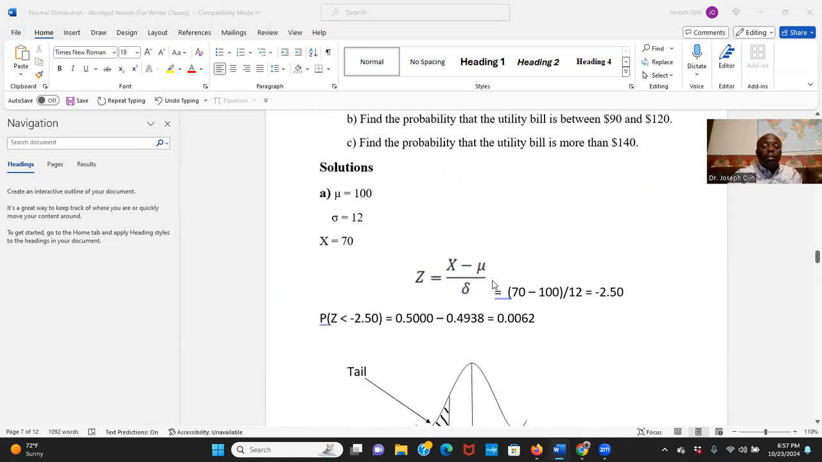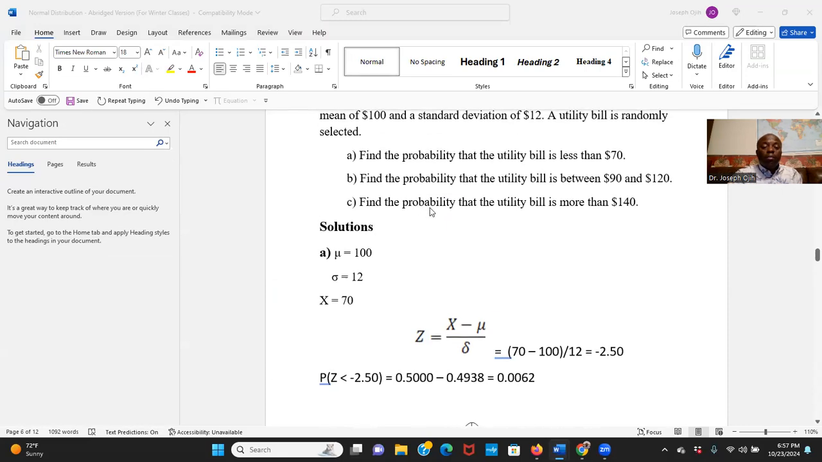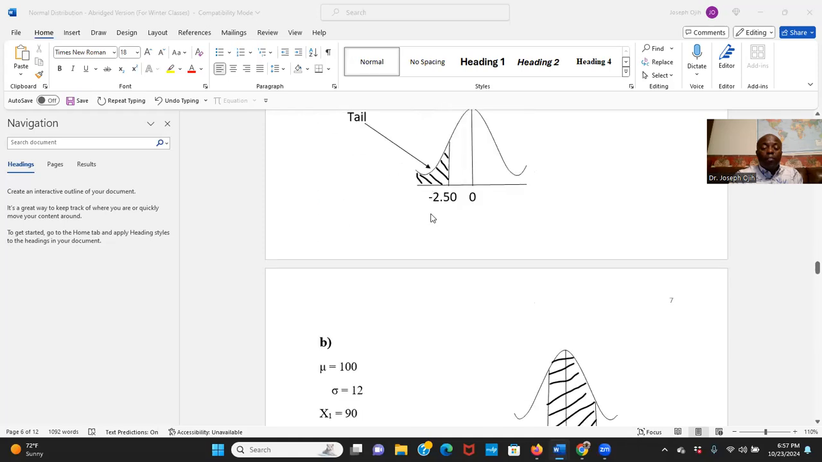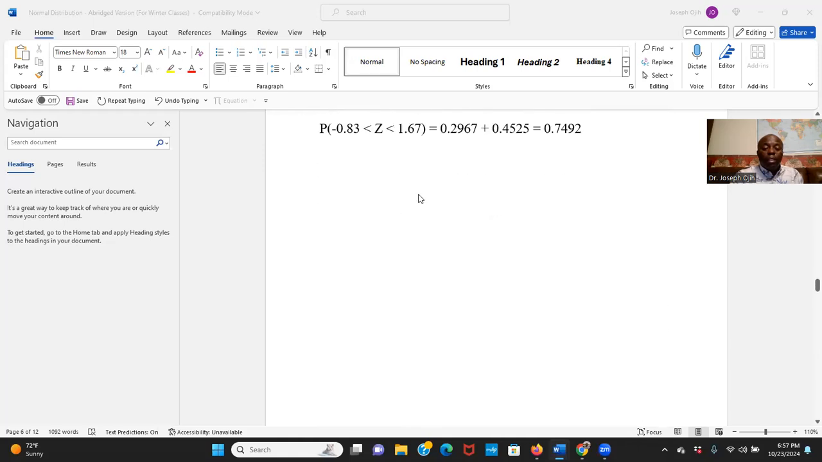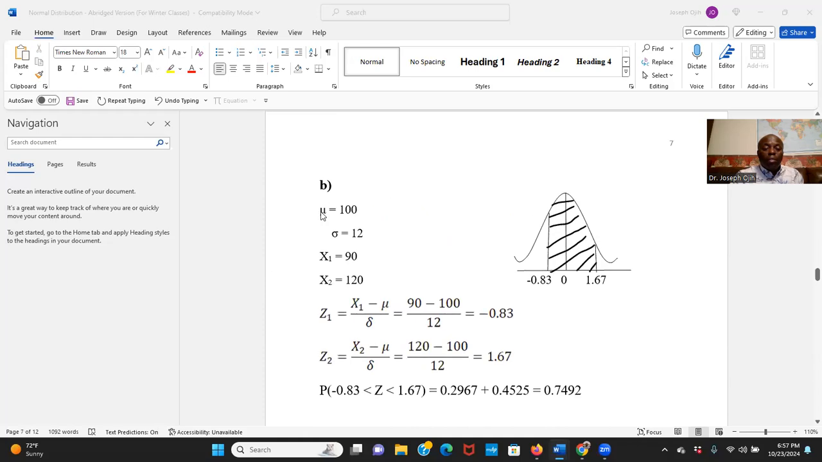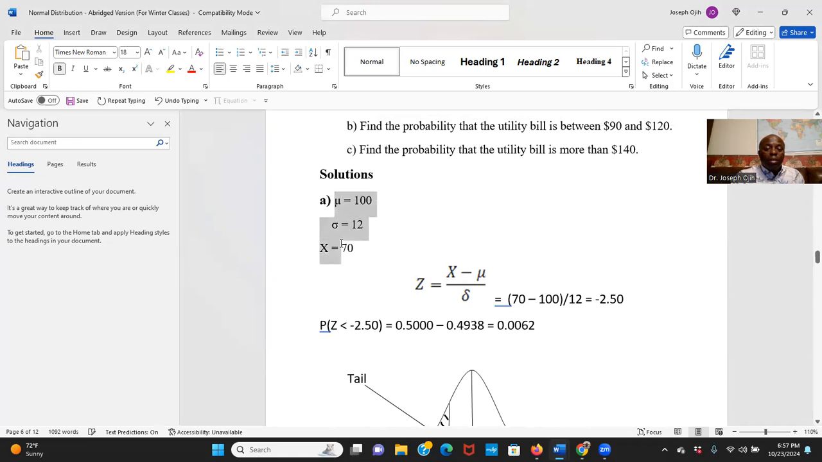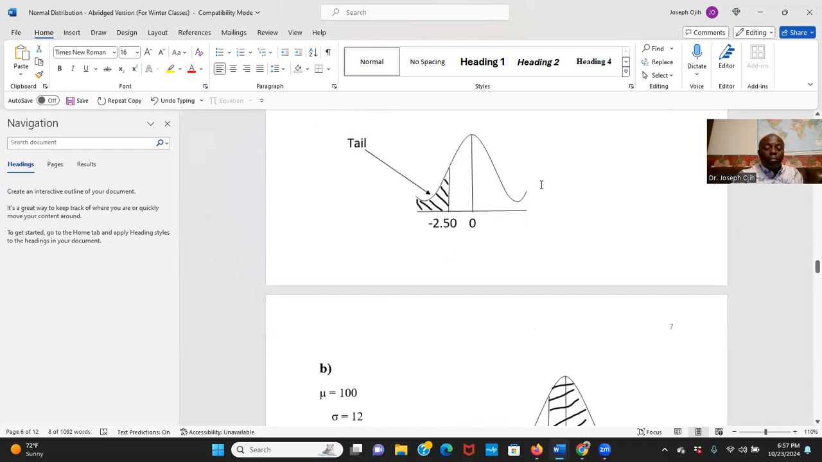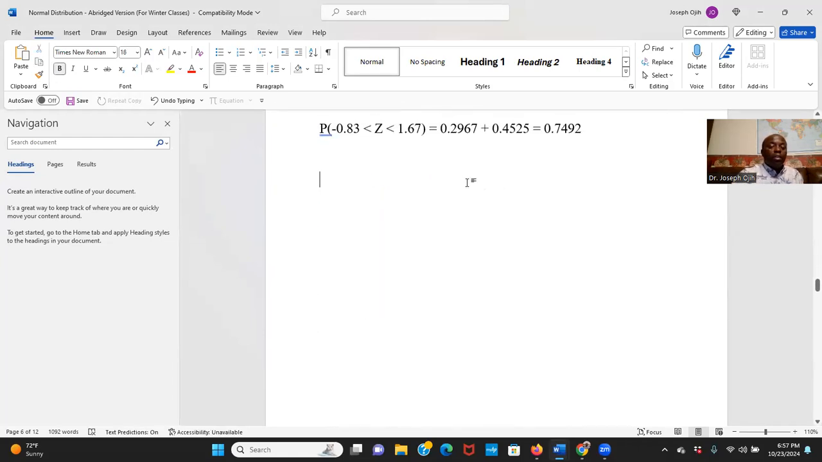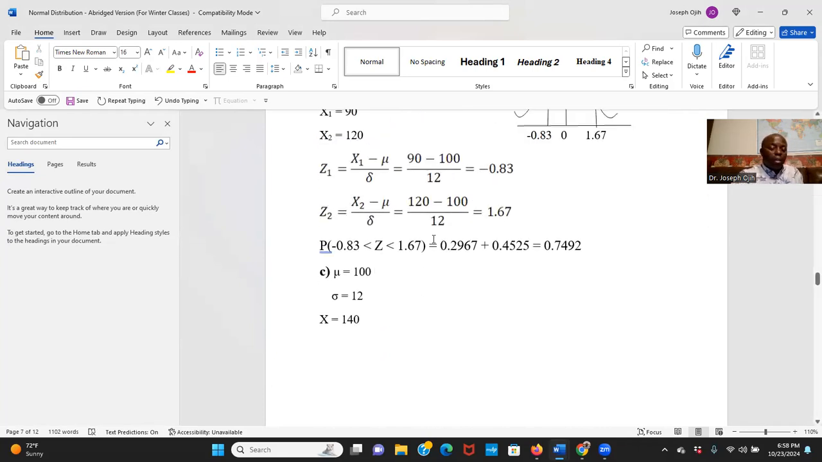Part C says, find the probability that the utility bill is more than $140. So again, we have all our information. The mean is still 100 and the standard deviation is still 12, but this time around x is 140. In that case, x is 140.